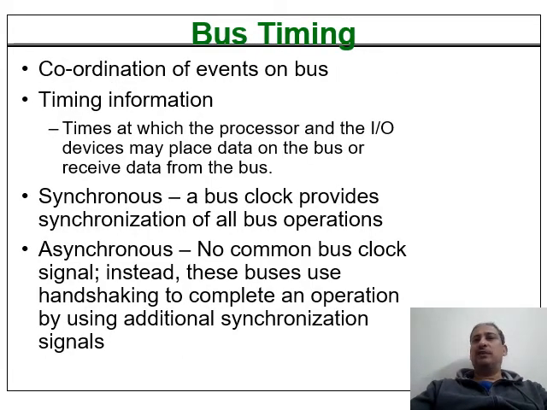Timing, you have synchronous buses and asynchronous buses. Synchronous buses means that a clock of the same frequency provides the synchronization between all the bus operations. Asynchronous means there is no common bus clock. They use handshaking. We have already talked about strobe and handshaking. Handshaking is actually used for completing an operation.